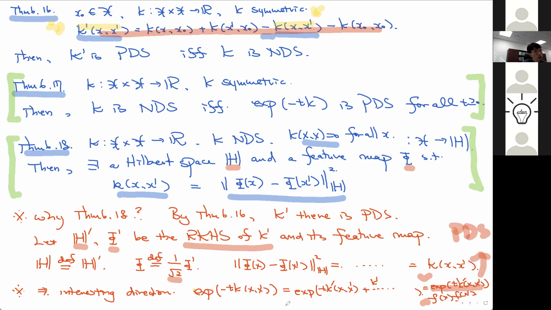So showing one direction is not so difficult once you use theorem 6.16.